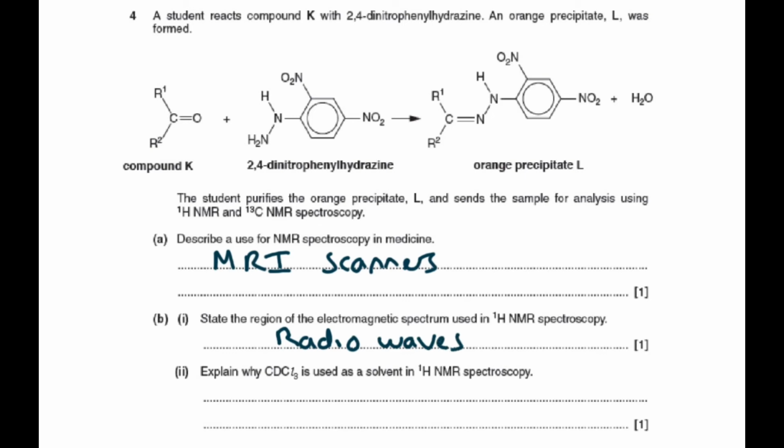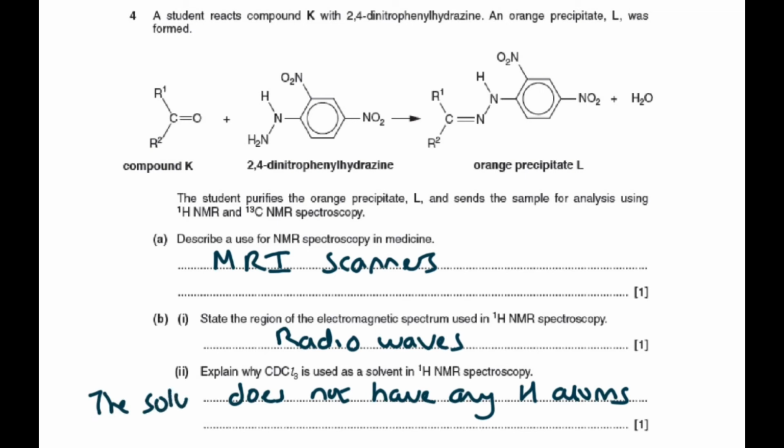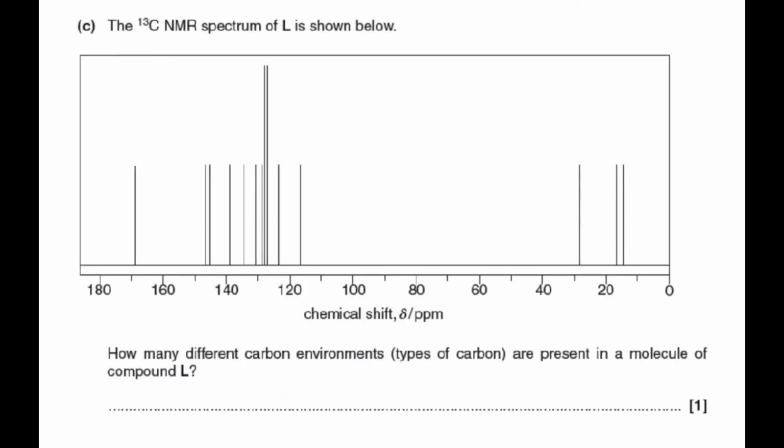Explain why CDCl3 is the solvent that we use: the solvent does not have any hydrogen atoms. Remember that deuterium will not be identified because it's an even mass number. Remember that deuterium is an isotope of hydrogen.